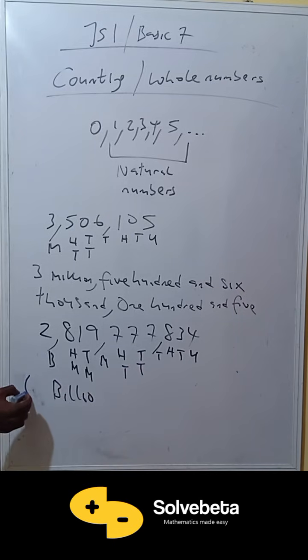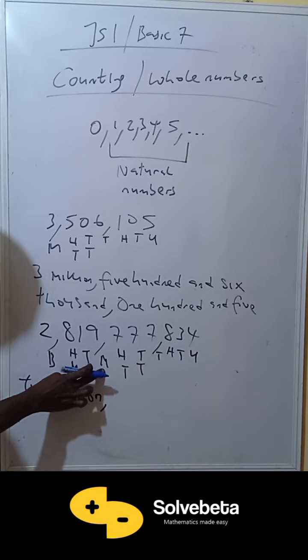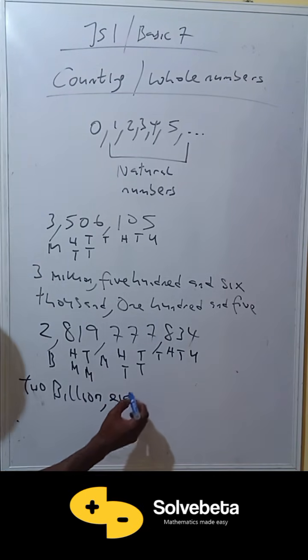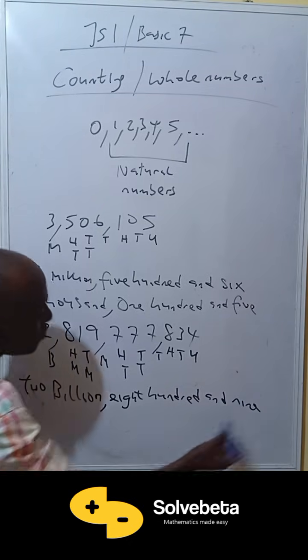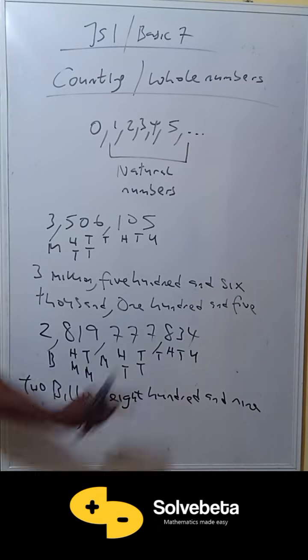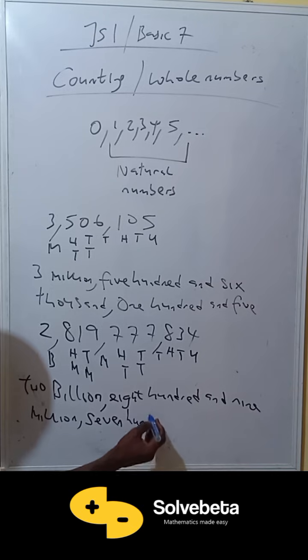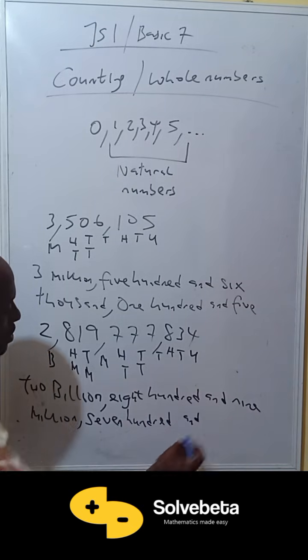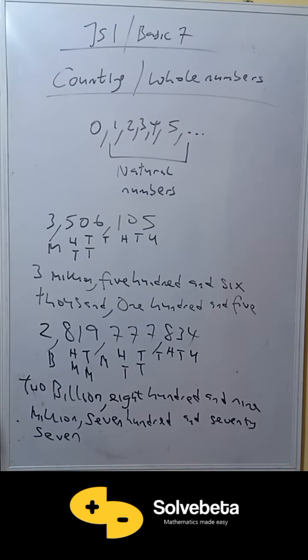Okay, in words, the total is 2 billion. This is just a revision of what we learned. 2 billion, 809 million, 777,000. Then what's the last three numbers there?